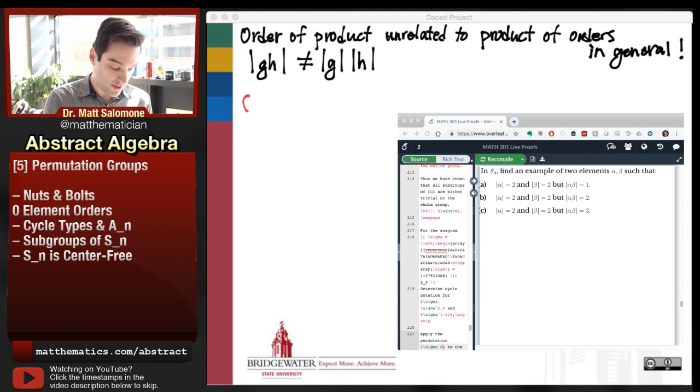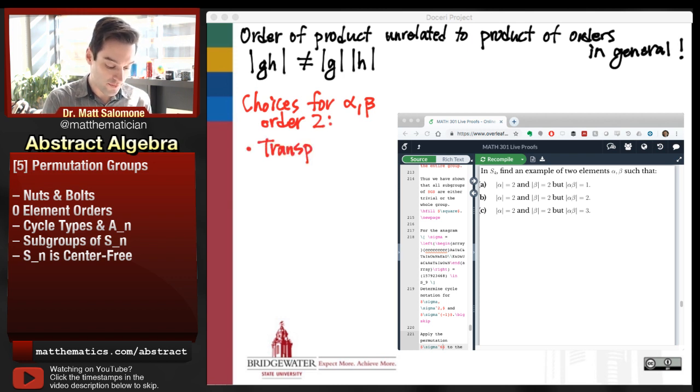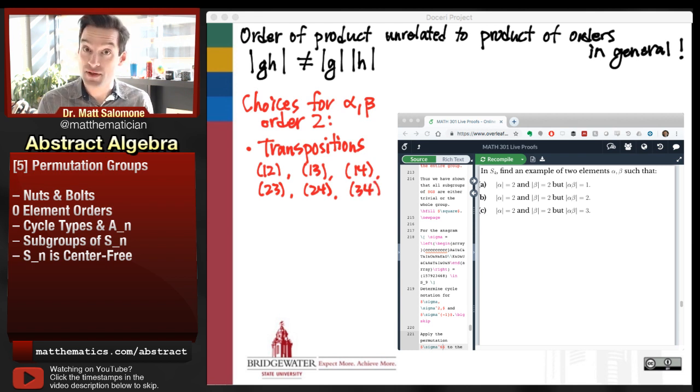So I'm just going to list here choices for alpha and beta that have order 2. On the one hand, we can just have single transpositions. And I'm just going to list all of them out. S4 is not a gigantic group, so we can actually just list out all the possible transpositions. (1 2), (1 3), (1 4), (2 3), (2 4), and (3 4). So there's 6 transpositions that I could choose from. Each of those is an element that has order 2.